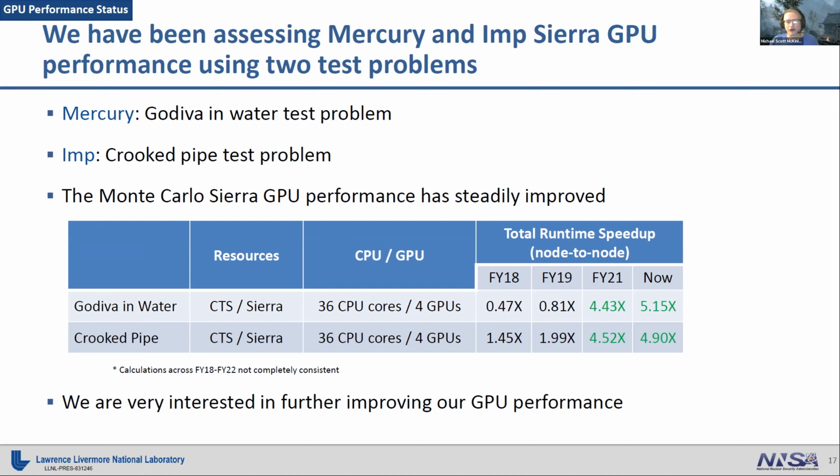When we first started out, Mercury was running half as fast, but Imp was actually running about 50% faster. Then by the next year, we had improved some, but by 2021 we had event-based, and that's where we got our biggest jump. And now we're around a 5x.